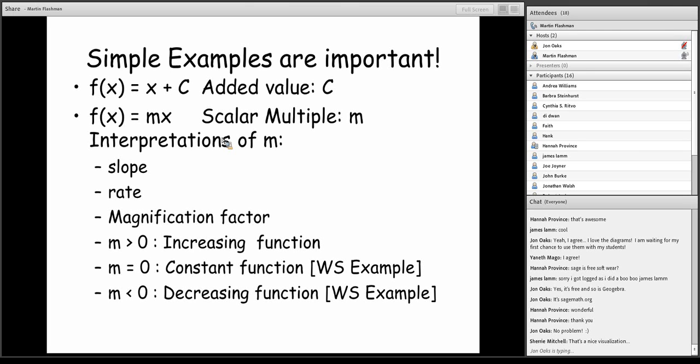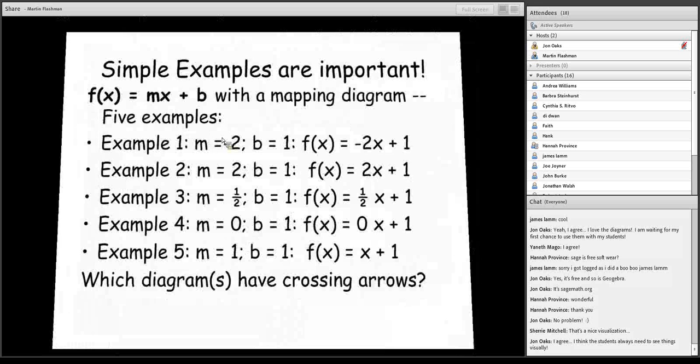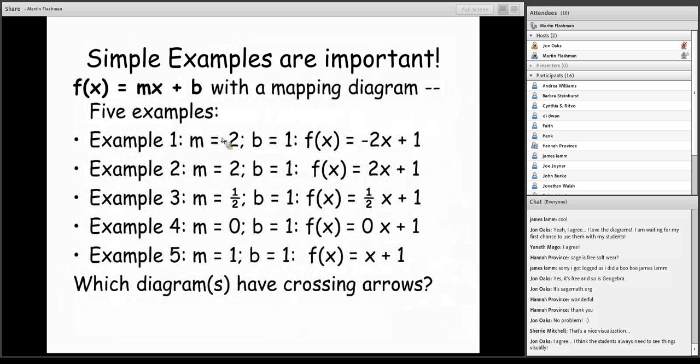And when it's negative, it's a decreasing function. So here's some simple examples. We don't have time. There is a worksheet online for you to work on these, but since we've lost a lot of time, I'm just going to go to the solutions of these.